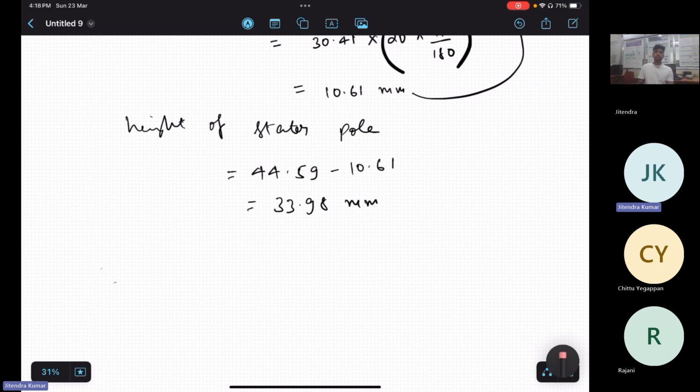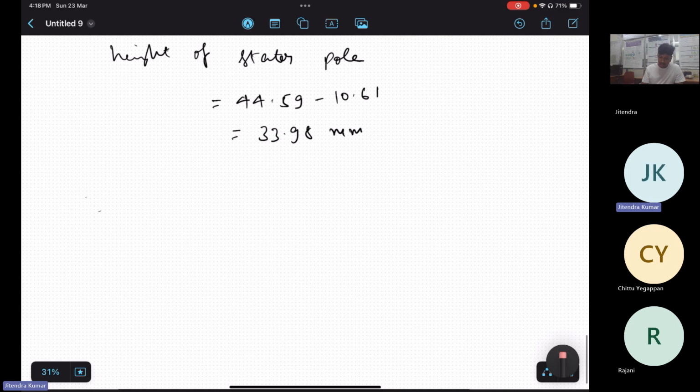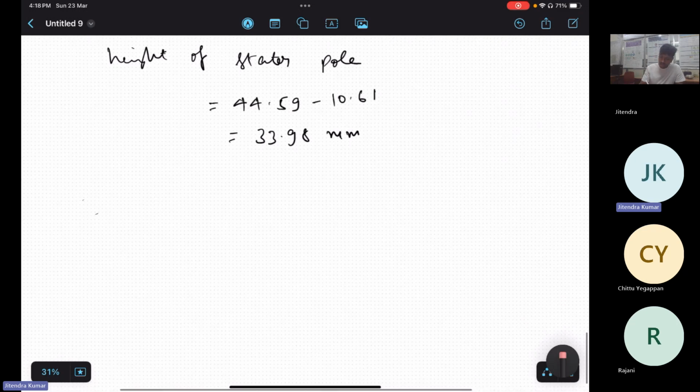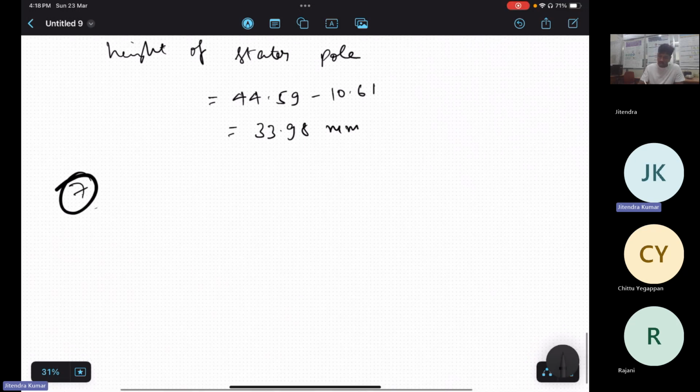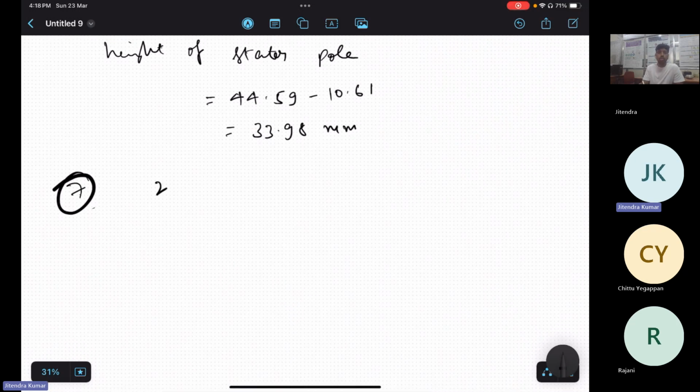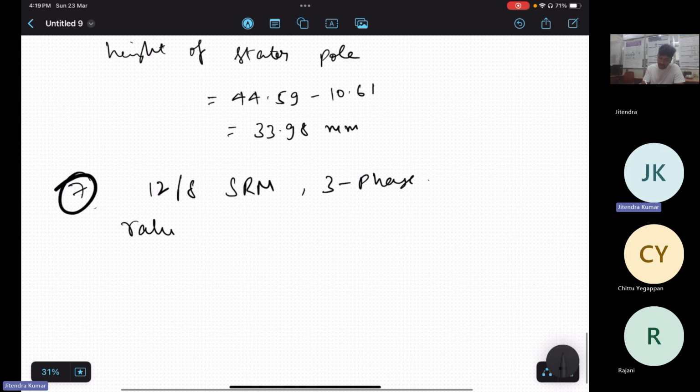Okay, so let us move to the next problem. 12 stator poles and 8 rotor poles, a 12 by 8 SRM basically, three phase. We have to find out the ratio of rotor pole pitch to stroke angle.